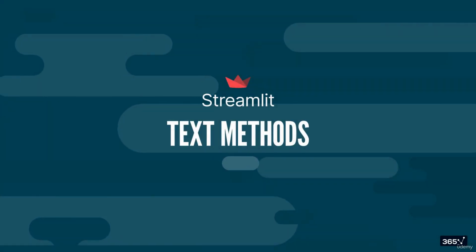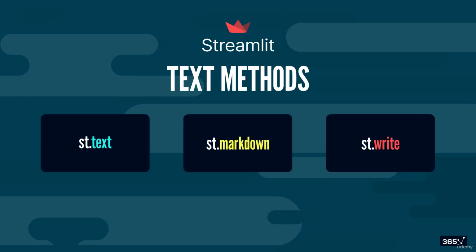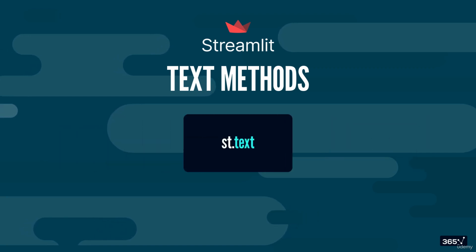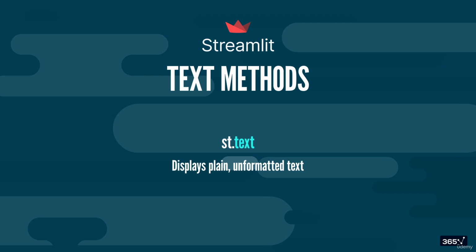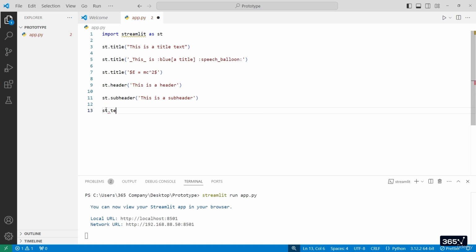Now, when it comes to adding basic text, Streamlit offers 3 key methods: text, markdown, and write. Each serves a different purpose, and I'll walk you through how they work. First, we have text. This method displays plain, unformatted text, ideal for simple strings without styling. For example, we can write st.text and the sentence, "This is plain text with no formatting."